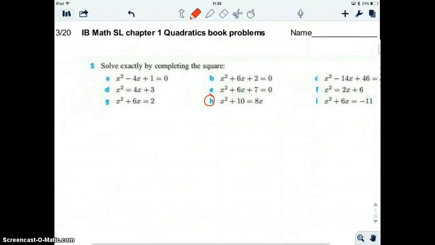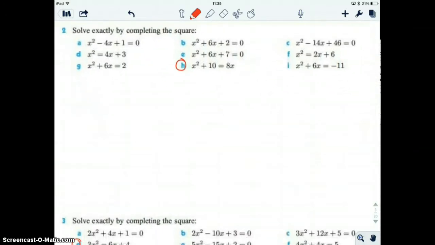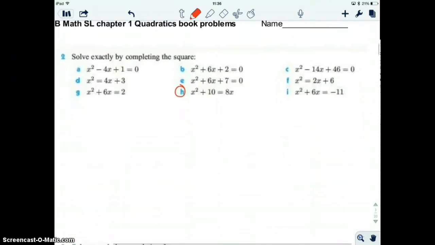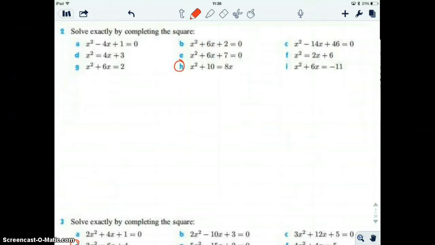Quadratics, page 3, problem 2H. Solve exactly by completing the square. Completing the square we do by trying to make a perfect square on the left, and then we leave everything else on the right. So first thing we're going to do is put everything on the left.